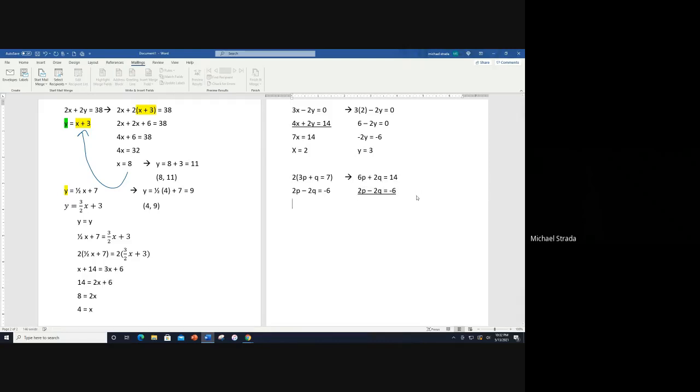Now I can add straight down. 6p plus 2p gives me 8p. The q's cancel out, so I've got 8p equals 8. Divide by 8, and p equals 1. Then I plug it into either equation. If I plug it into the bottom one this time, 2 times 1 would be 2, minus 2q equals negative 6. Subtract the 2 from both sides. Negative 2q equals negative 8. Divide by negative 2, and q equals 4. So my solution would be p equals 1, q equals 4.